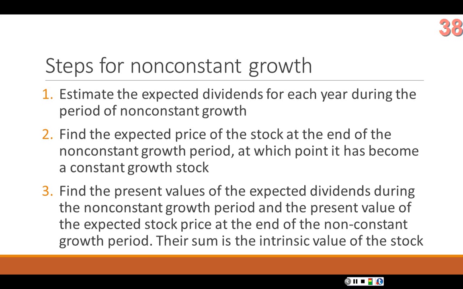So for non-constant growth, the steps that we took: first, we estimated expected dividends for each year during the period of non-constant growth. We defined the expected price of the stock at the end of the non-constant growth period, because at that point it does become a constant growth stock. Then we take the present value of the expected dividends during the non-constant growth period and the present value of the expected stock price at the end of the non-constant growth period. Add those together, and that is the intrinsic value of the stock.